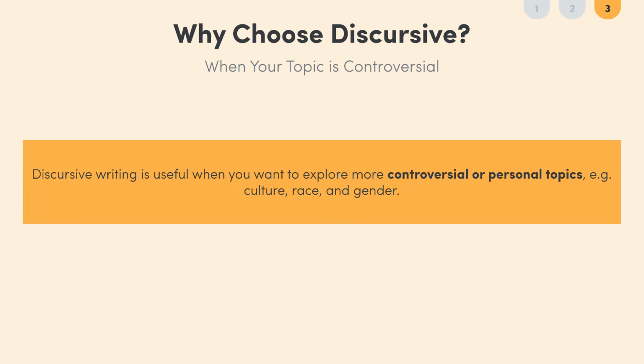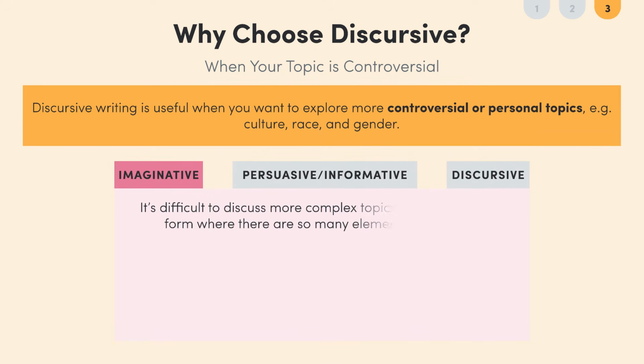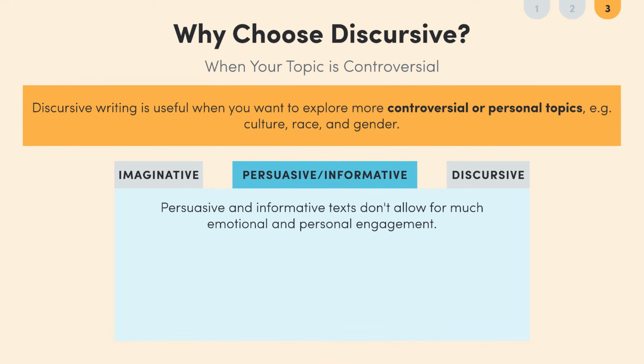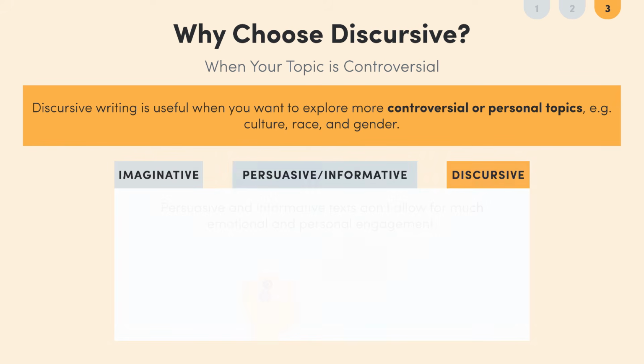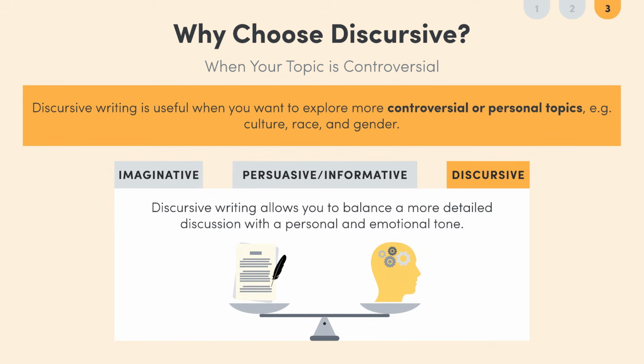Second, discursive writing is useful when you want to explore more controversial or personal topics, things like culture, race, and gender. Sometimes it can be a tad tricky to directly discuss more complex topics in an imaginative form, where there are so many elements like setting, plot, and character to consider. At the same time, persuasive and informative texts don't allow for much emotional and personal engagement. Discursive writing, on the other hand, allows you to balance a more detailed discussion with a personal and emotional tone.